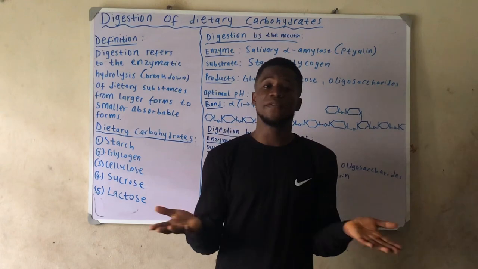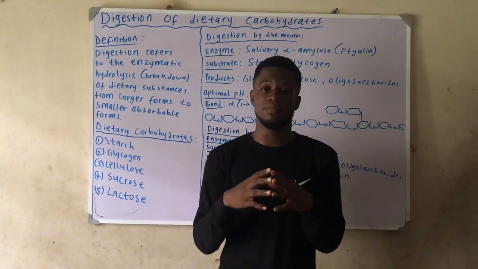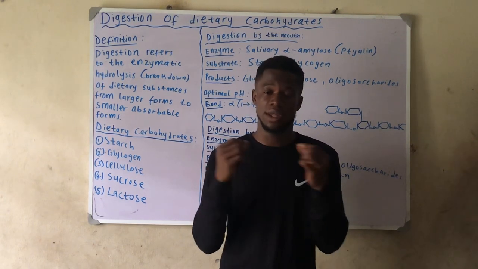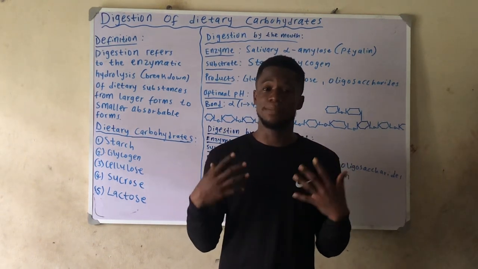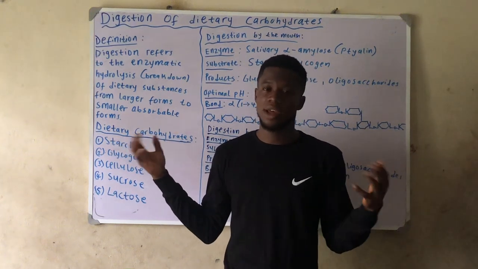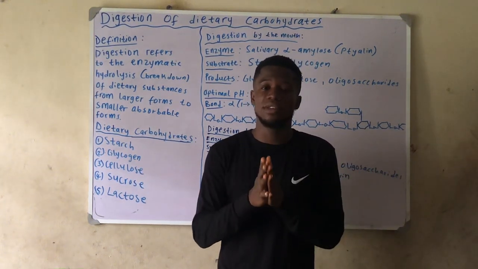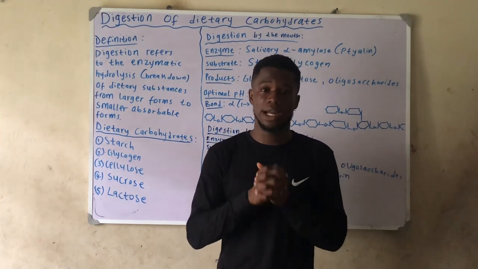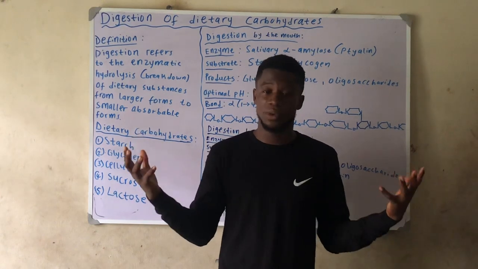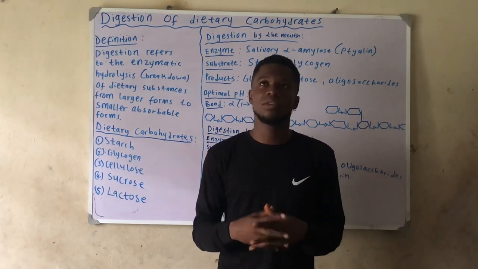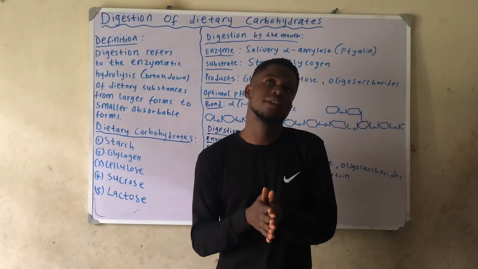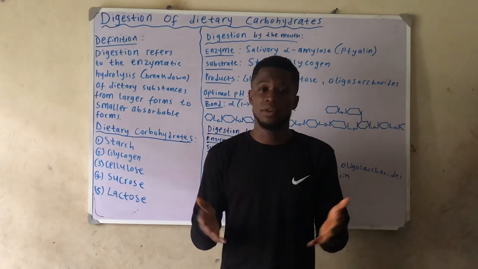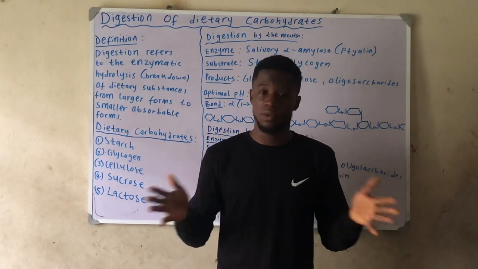Why? Because every food substance you eat needs to be in a very simple form that can be taken into the bloodstream and circulated to the body tissues. The reason why you take your carbohydrates is majorly because you need energy. All your organs and tissues require glucose, the carbohydrate nutrients. If it's not in the simplest form, it cannot circulate in the bloodstream. So digestion is how you break them down, and you require enzymes to break them down. That's what we're discussing today.